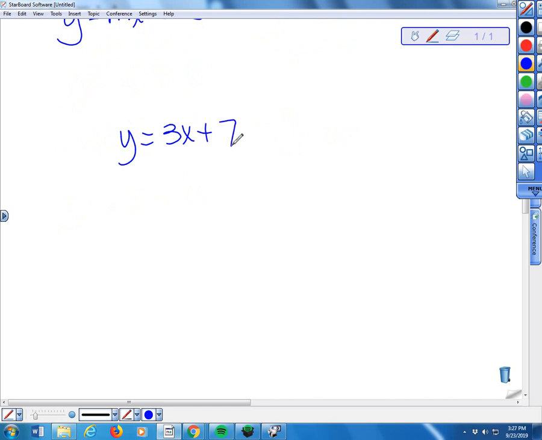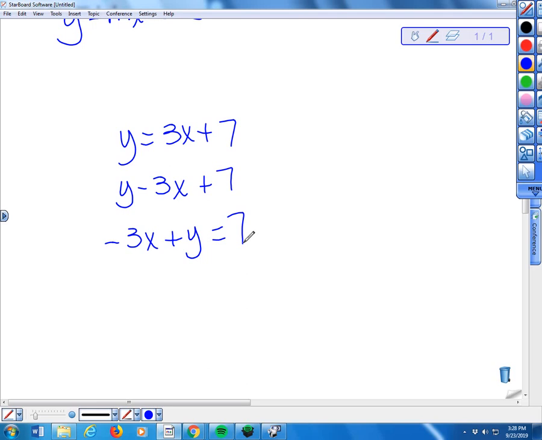Y equals 3x plus 7. What's the slope? 3. Let's get this in standard form, which means I have a and b on one side. So this becomes negative 3x plus y equals 7. That's your standard form. That's not right. X can't be negative. I'm not there yet.